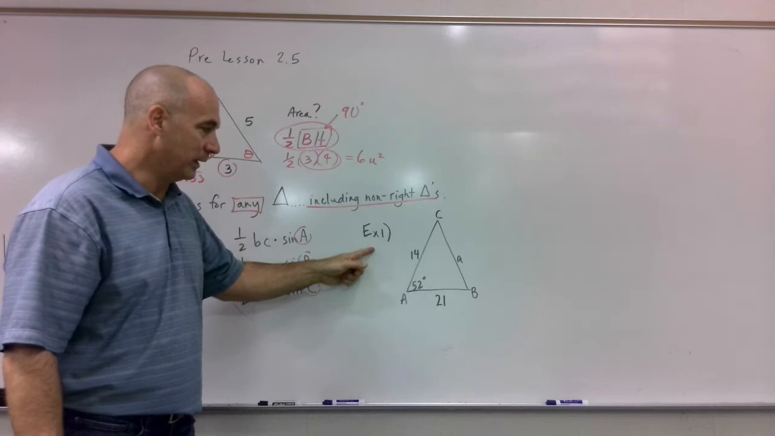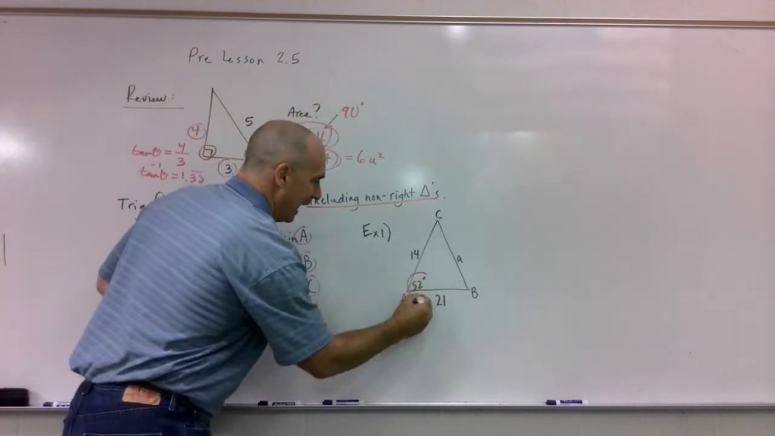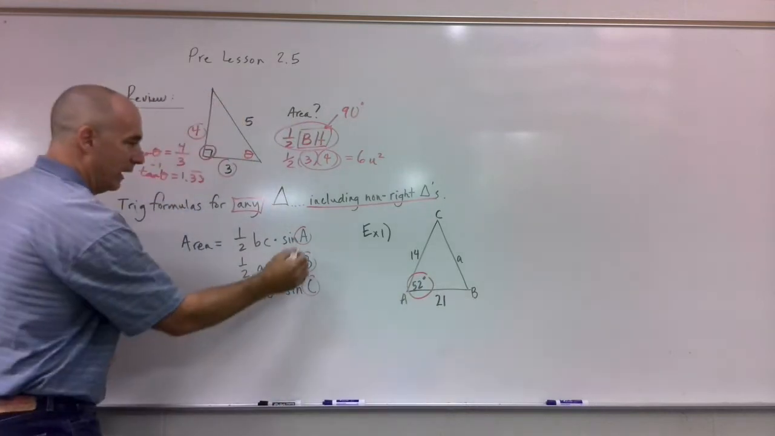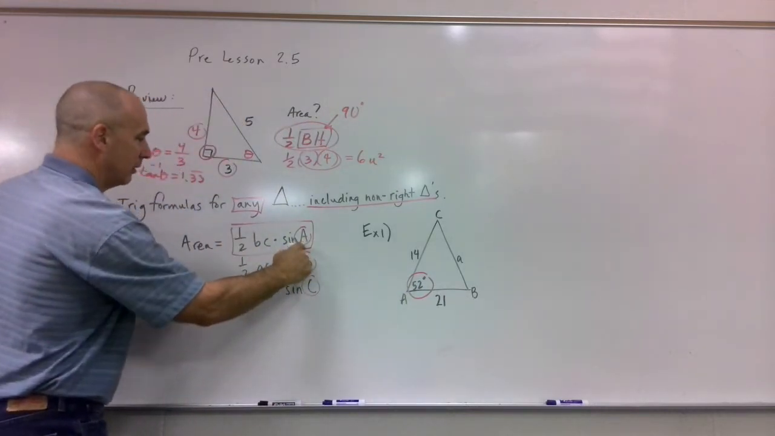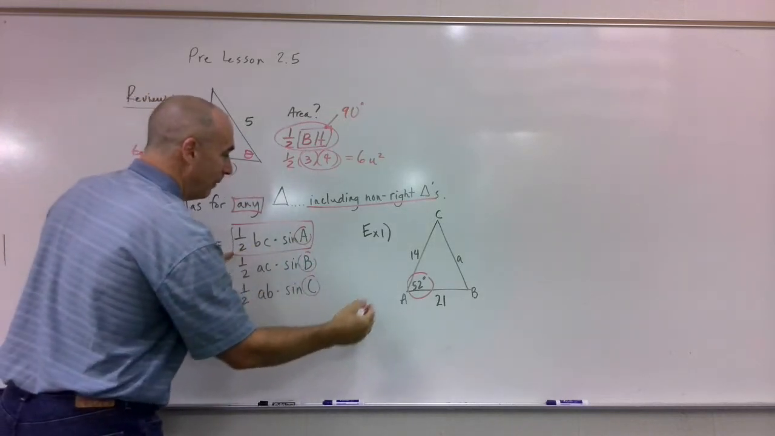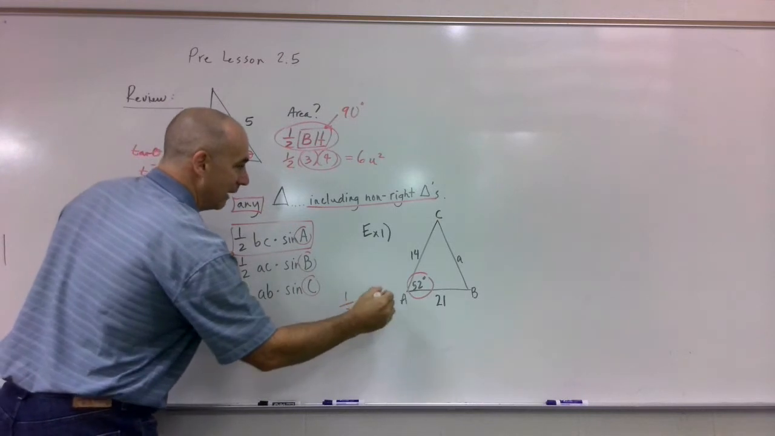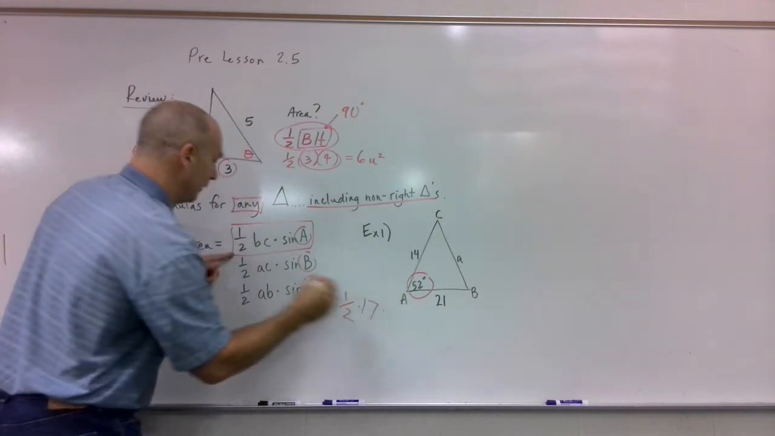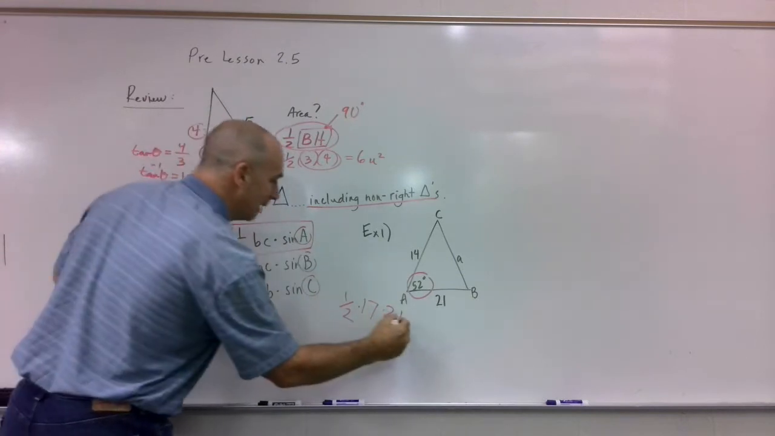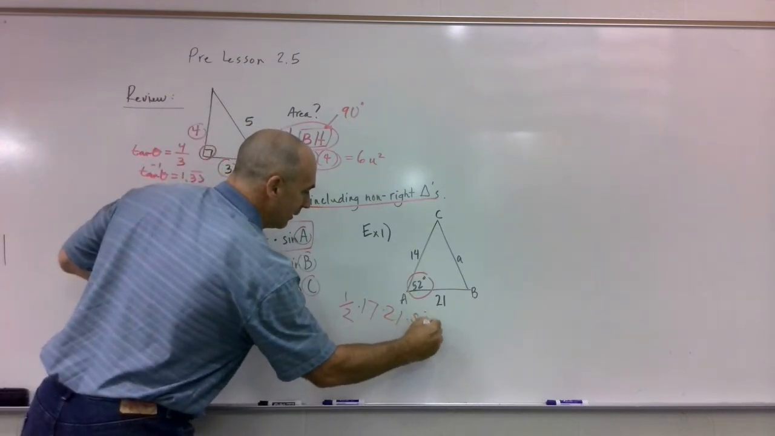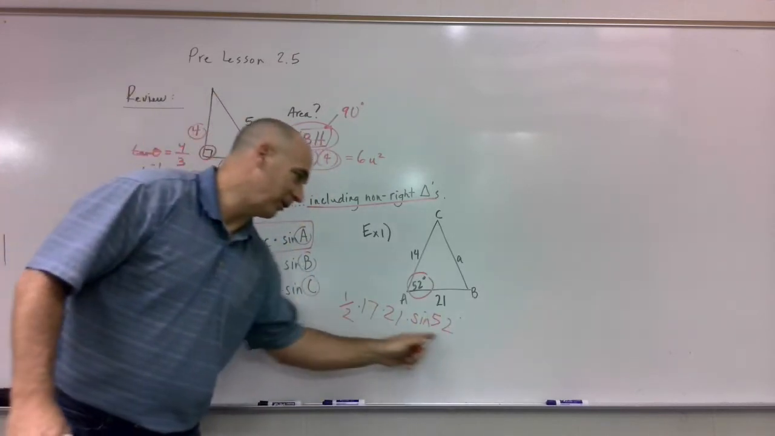We got example 1 here. We don't have a right triangle. We do have angle A. And so we go, hey, we're going to use this one because this involves angle A. So I'm just going to go with it and say, hey, I hope I have all the necessary parts. So it's 1/2 times side B times side C, which is 21, times sine of angle A, which is 52 degrees. And this is very straightforward.